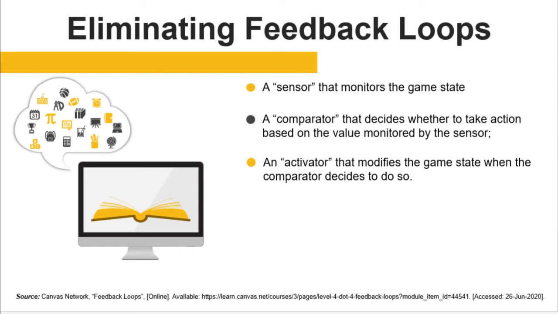In other cases, there may be 3 or more separate mechanics that cause the feedback loop, and changing any one of them will modify the nature of the loop. By being aware of the mechanics causing a feedback loop, you can disrupt the effects by either removing the sensor, changing or removing the comparator, or modifying or removing the effect of the activator.